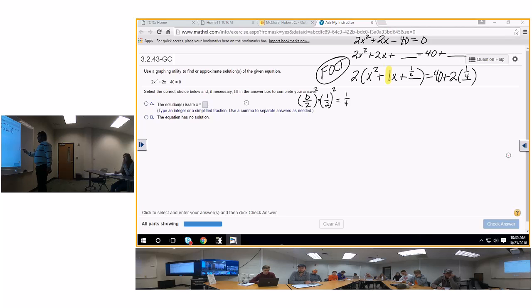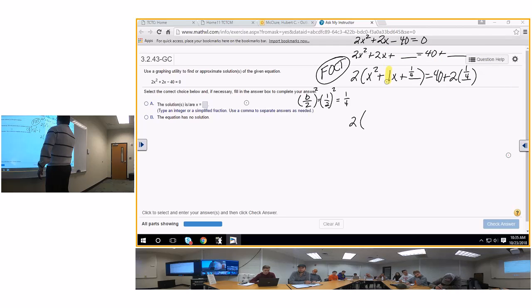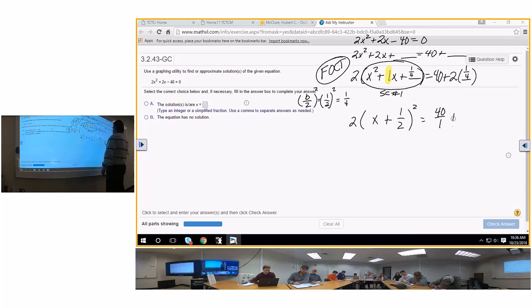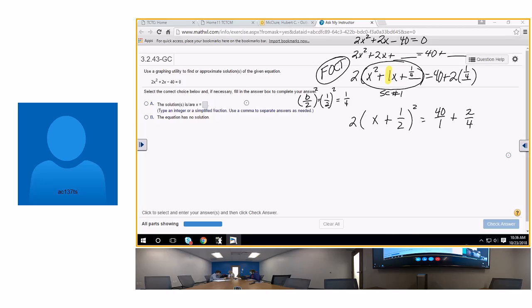So that's how I got 1/4. Now I'm going to go 2, and that's going to be shortcut number 1. X plus 1/2 quantity squared is equal to, I'm going to put a baby step in here, 40 over 1 plus 2 over 4. Now, you can leave the 4 or you can reduce it. I don't care, but I'm going to reduce it because that's what most of you will do. X plus 1/2 quantity squared is equal to 40 over 1 plus 1 over 2.